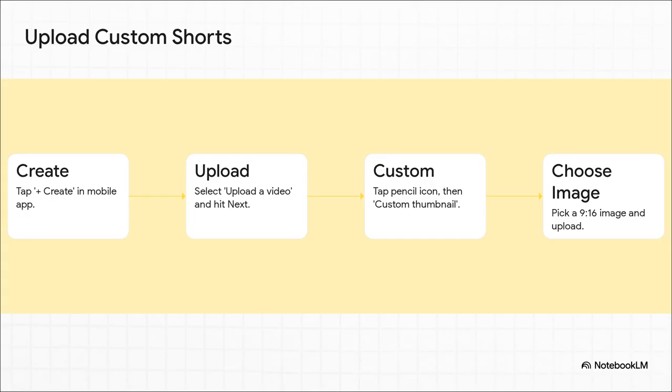Step 1, just tap Create in the app. Step 2, select Upload a video and hit Next. Step 3, right there on the details screen, tap the little pencil icon and hit Custom Thumbnail. Step 4, pick your 9 by 16 image and upload it. 4 super quick steps, but I promise the payoff is massive.